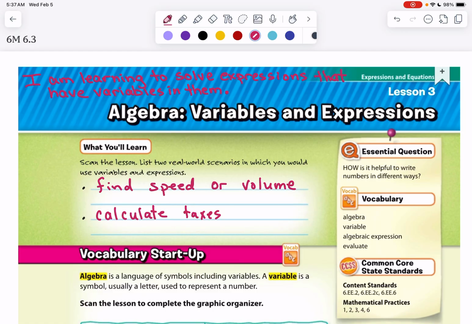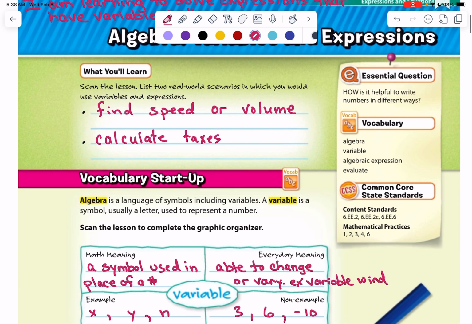Don't let that word algebra scare you, though. You've actually been doing algebra since kindergarten. We just maybe didn't tell you that it was so. So, what are we learning today? We're learning how to solve expressions that have variables in them. And we'll talk about what those variables are in just a moment.